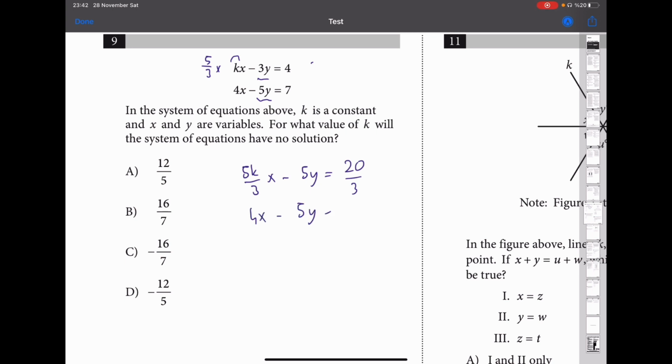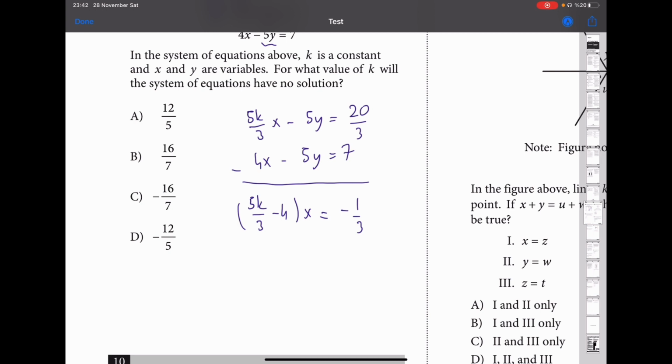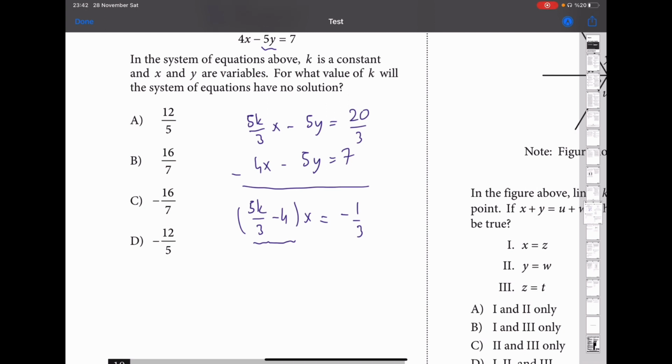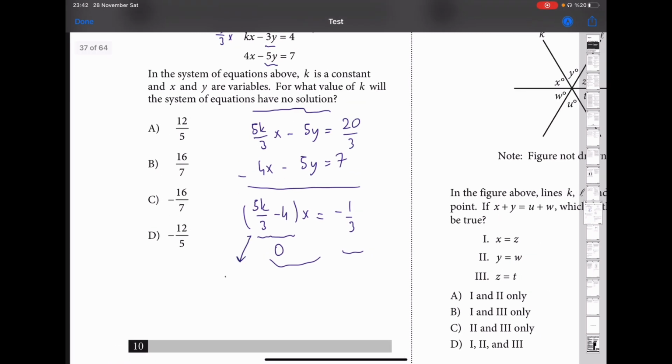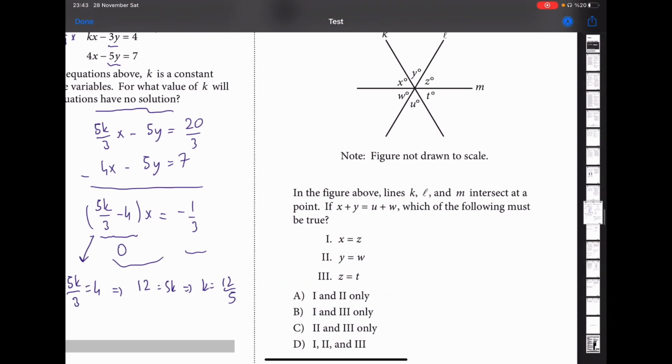4x minus 5y equals 7. Let's subtract them from each other. (5k over 3 minus 4)x equals minus 1 over 3, right? If you check it, you will see that this equation will have no solution if this part is 0, because then the left side is 0 and the right side is minus 1 over 3, so it doesn't make any sense. So the system will have no solution. Let's equate this thing to 0: 12 equals 5k, so k is 12 over 5. Let's continue.